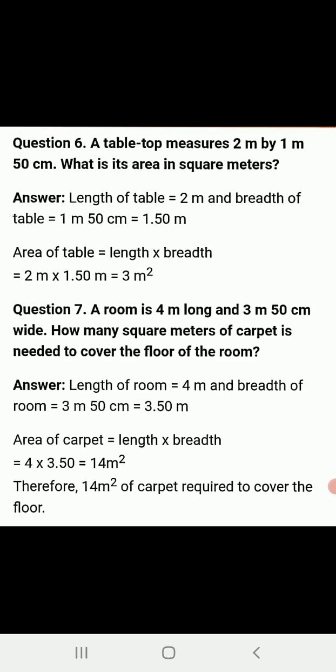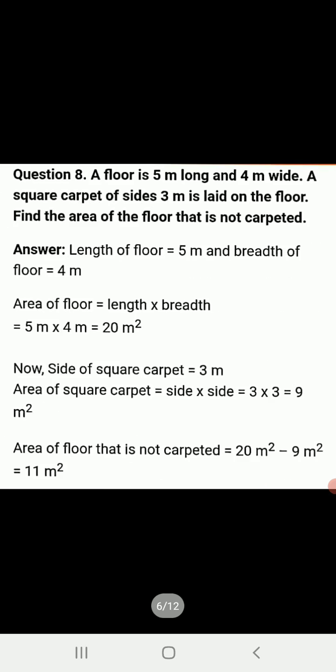Length is given as 4 meter, breadth is 3 meter 50 centimeter. So we can convert this to meter, we get 3.5 meter. Area of a rectangle formula is length into breadth. So 4 into 3.5 is 14 meters square. So we need 14 meters square of carpet to cover the floor.